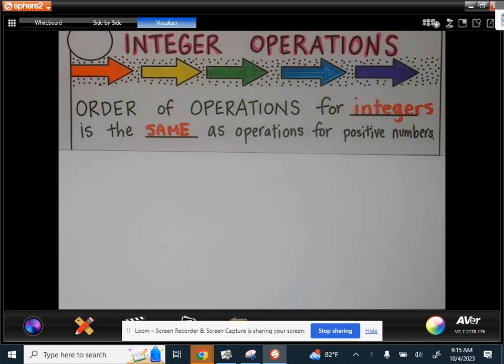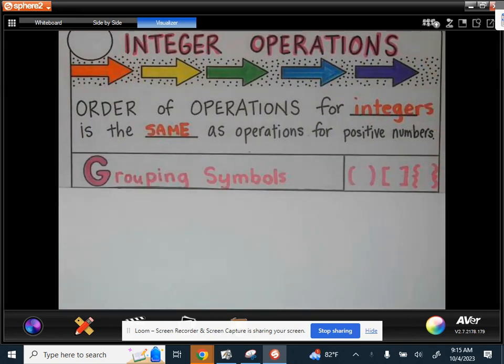So when you worked these in 5th grade, you're following the same order in 6th grade. You just have to also remember your new integer rules that you learned. So let's just quickly review what the order is. The G in GEMDAS stands for grouping symbols. That would be usually parentheses, but you could also see brackets or braces in a problem. And so you would want to work anything inside of those first.